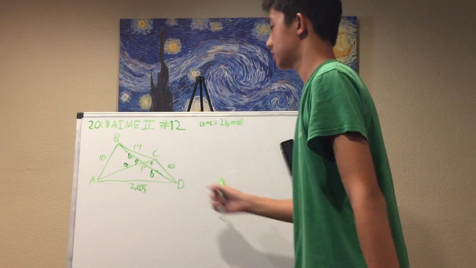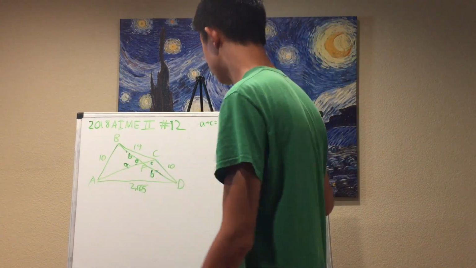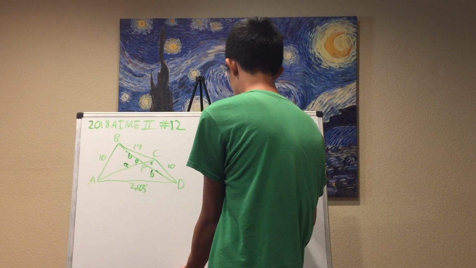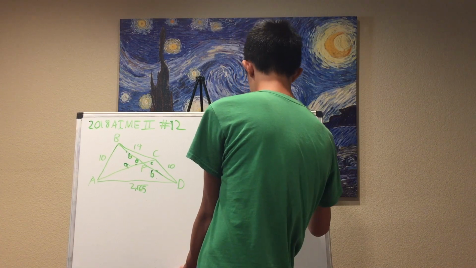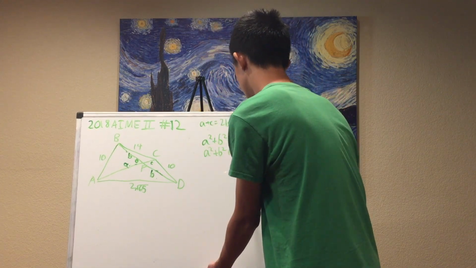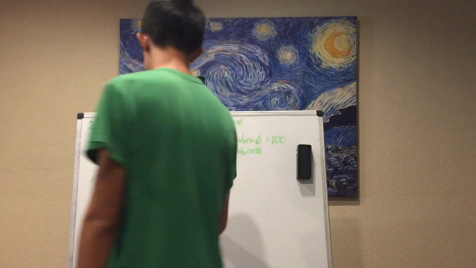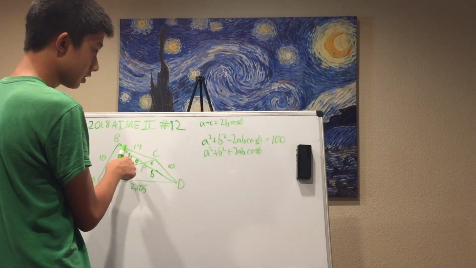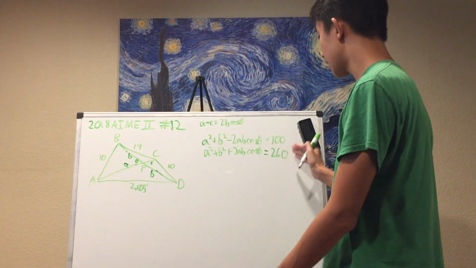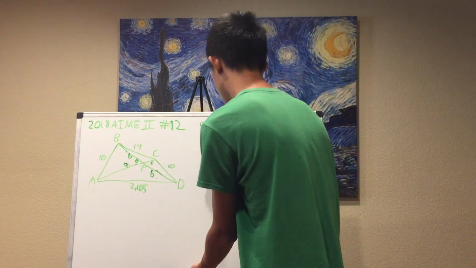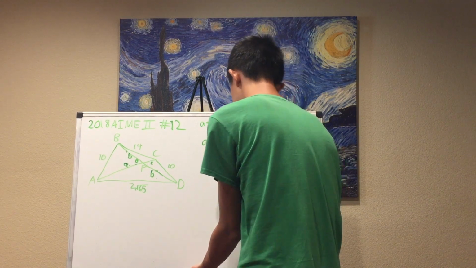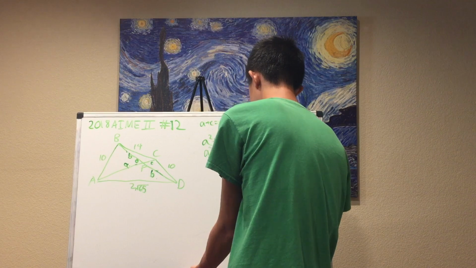Now let's use the law of cosines with APB and APD. So basically, right now we have A squared plus B squared minus 2AB cosine theta equals 100. And for APD, we have A squared plus B squared, now plus 2AB cosine theta, because the cosine of this angle is negative the cosine of this angle. And that would be 260. Now, when we subtract this first equation from the second, we get 4AB cosine theta equals 160. So we have AB cosine theta equals 40.